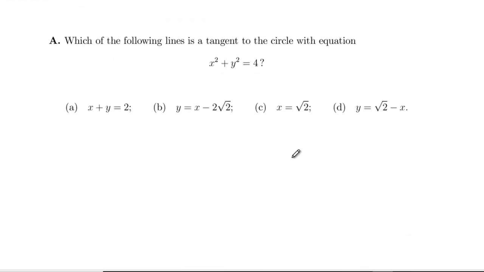Question A, which of the following lines is a tangent to the circle with equation x squared plus y squared equals 4? So we're only going to get one solution, is what we want with a tangent, when we solve these simultaneously. So I think we'll just start plugging some in, shall we?